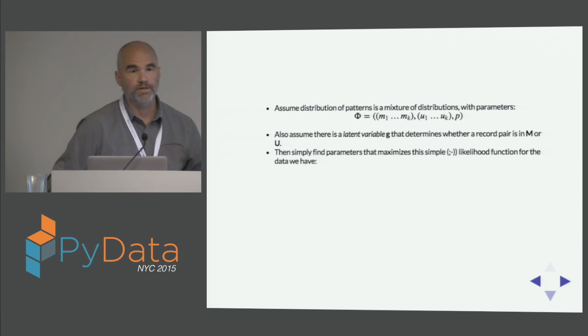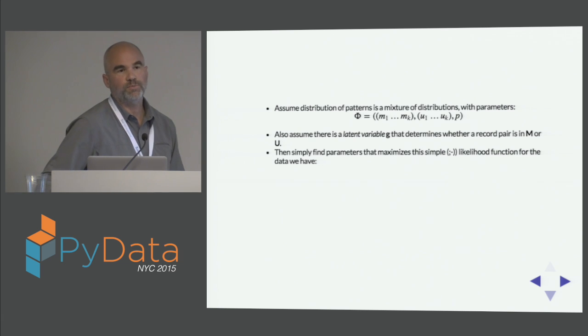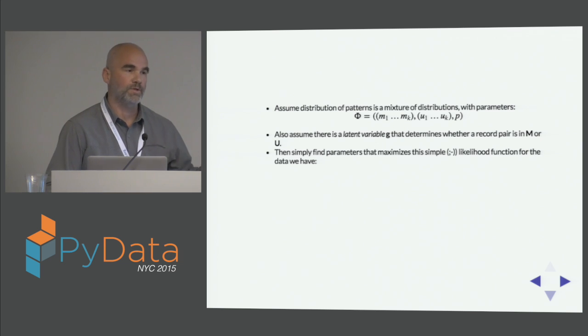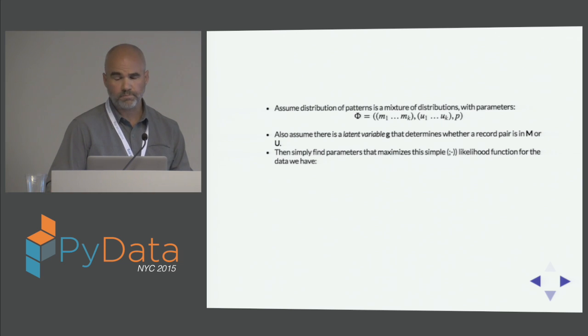The basic idea here is that the distribution of patterns in our data set is a mixture of some parameters. In this case, it's the M parameters, the U parameters, and some extra parameter called P, which is actually the probability of a match being in the set. It's also called the mixing parameter. If you've used Gaussian mixture models in scikit-learn, I think it uses the EM approach, and this P parameter is called the mixing parameter.